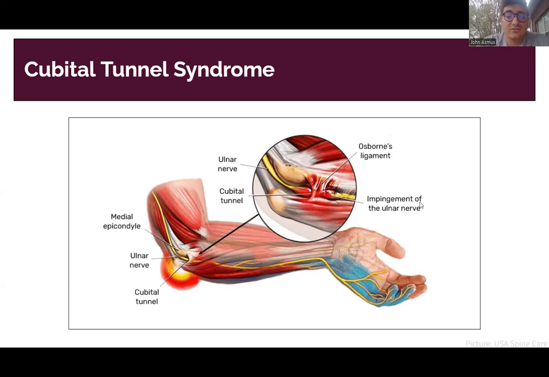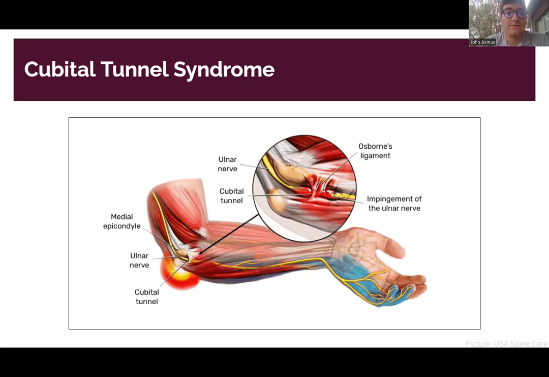This is a fascial connection of the flexor carpi ulnaris. So flexor carpi ulnaris starts at the wrist, it travels down, and then it splits. You have two heads. One goes to the olecranon, one goes to the medial epicondyle. In between those two, you have this fascial connection called Osborne's ligament.